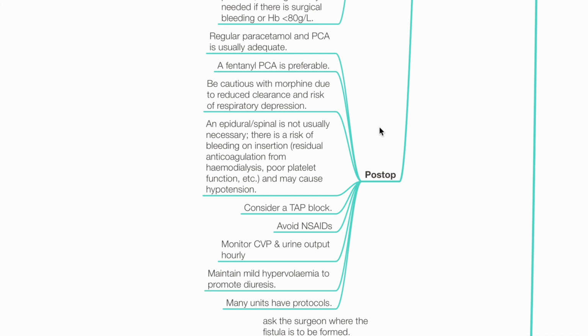Monitor CVP and urine output hourly. Maintain hypervolemia to promote diuresis. Many units have protocols.